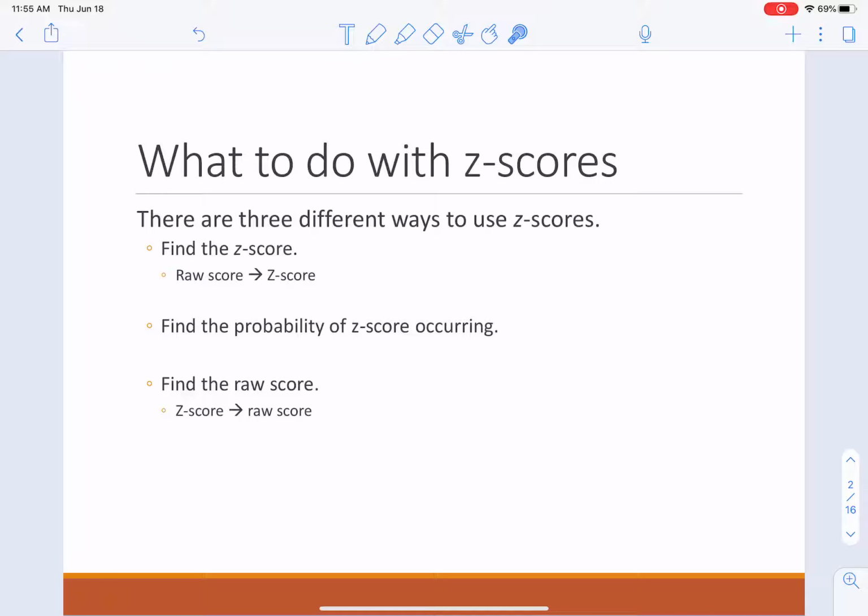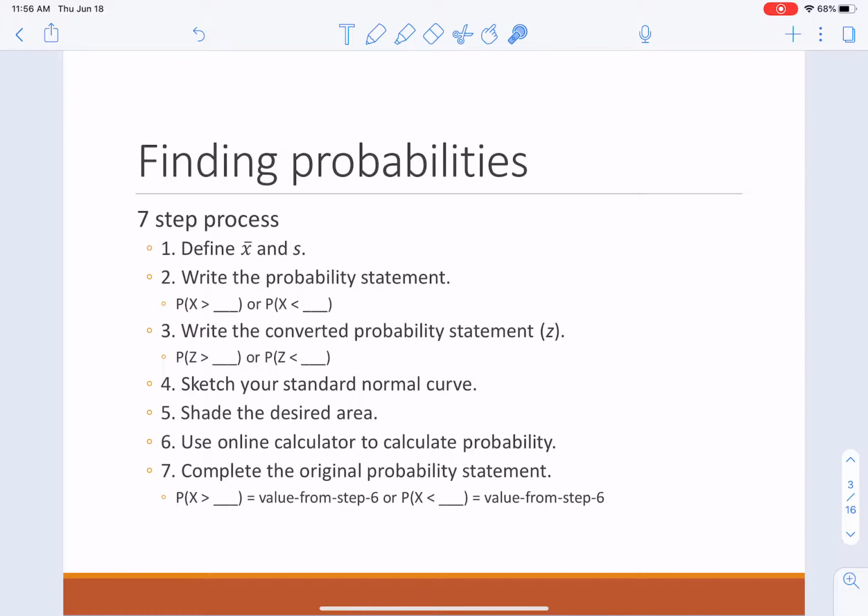Then also, we can find the raw score, and all the raw score really means is the original score. In the first case, where we were finding the z-score, we're given something and want to figure out how far away it is from the mean. Finding the raw score is just the opposite. We're given a z-score first, and all we need to do is work that equation around to find x instead of z. Okay, so we'll just move on real quick.